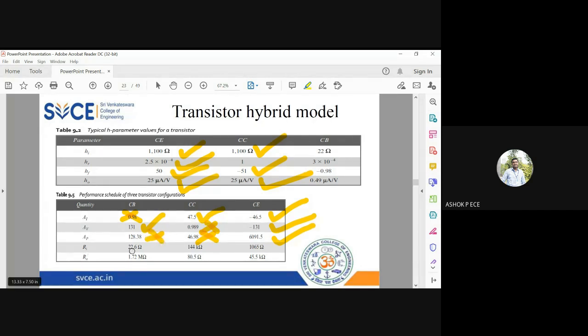Input resistance. I told you input resistance should be very, very high, which is possible only in CC. Why should the input resistance be very, very high? Can anybody say the reason for that? Why should the input resistance be high for any circuit? Why can't it be low? What is the reason for having high input resistance?